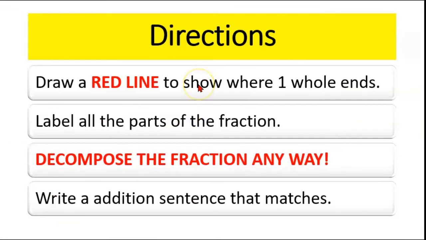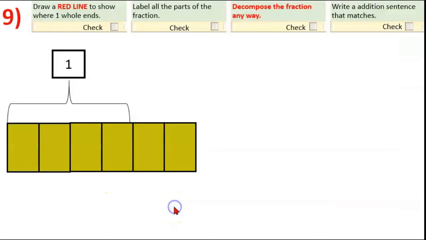9 and 10 are a little different. You're still going to draw a red line to show where one whole ends. You're still going to label all the parts of the fraction. But then you're going to decompose the fraction in any way. Kind of how I showed you on that last problem. It's your turn to decompose these fractions. Then you're going to write an addition sentence that matches how you decompose them. So same, remember these are all bigger than 1, and I even told you that up here. So that's one less thing to worry about. You're going to do that, 9 and 10.